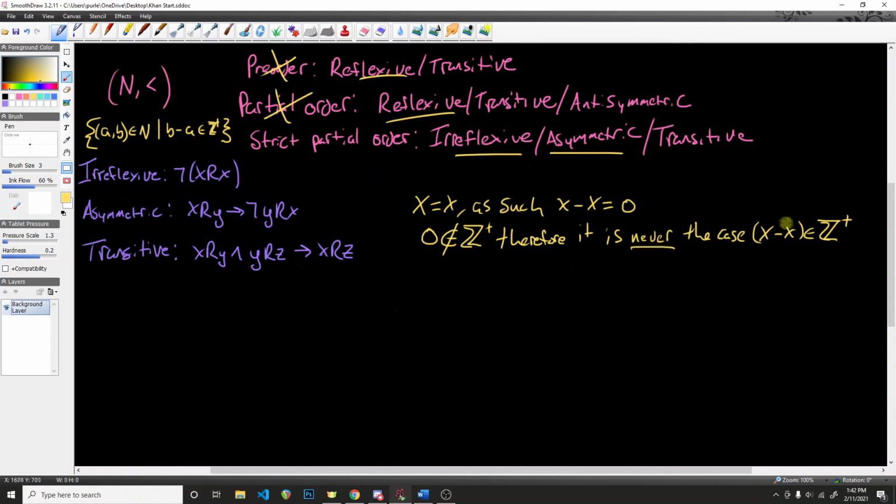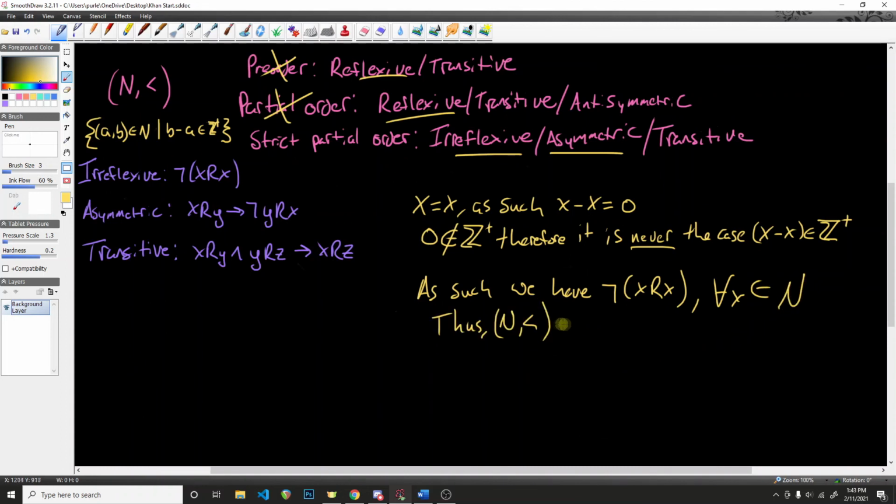Therefore, it is never the case that x minus x will produce an element of the positive integers, which we have up here as our definition of what it means to be this relation. So therefore, x minus x can never be part of this relation. As such, we have this case that it is not x R x for all x which are elements of the natural numbers. Thus, our relation is irreflexive.